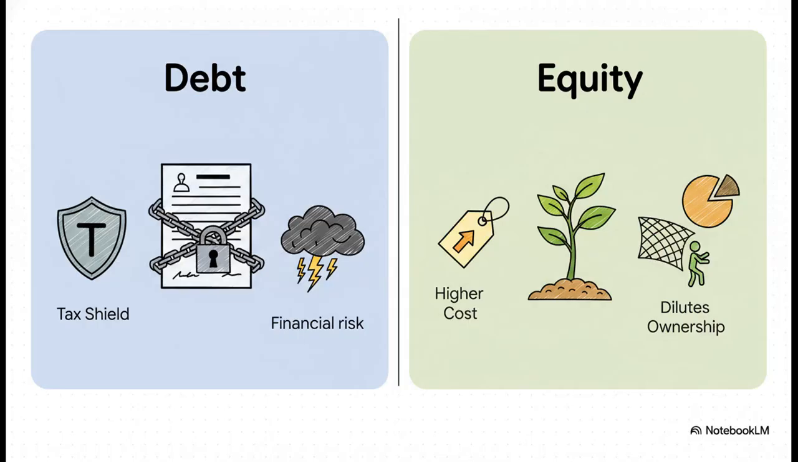So this right here, this is the core trade-off in a nutshell. Debt is cheaper because of that awesome tax shield, but it comes with higher financial risk and these restrictive rules called covenants. Equity, on the other hand, is more expensive and it dilutes ownership, but it gives you way more financial flexibility since you don't have to make mandatory payments. It's this constant push and pull that management has to navigate.